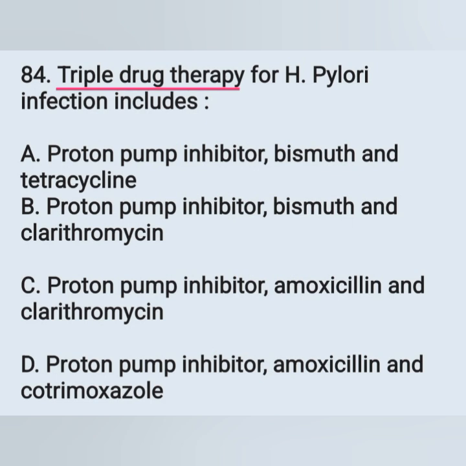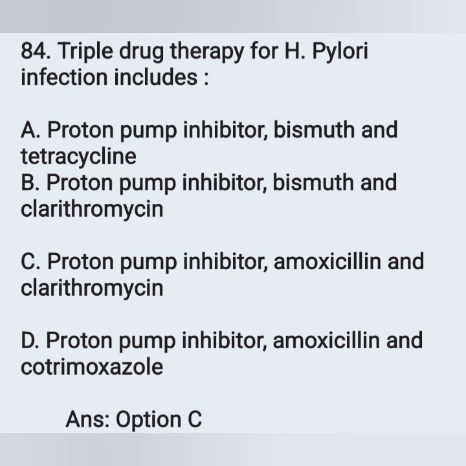H. pylori means Helicobacter pylori, which causes peptic ulcer, and the triple drug therapy for H. pylori infection include proton pump inhibitor, amoxicillin and clarithromycin. Option C is the correct answer. Move on to the next question.